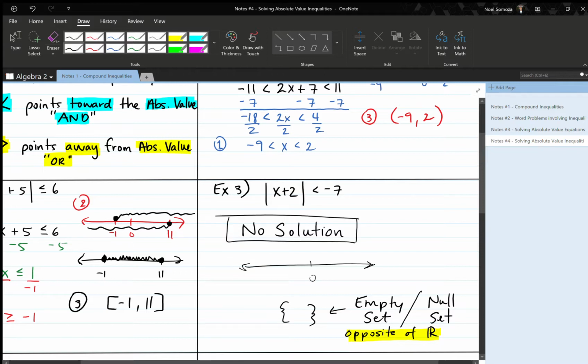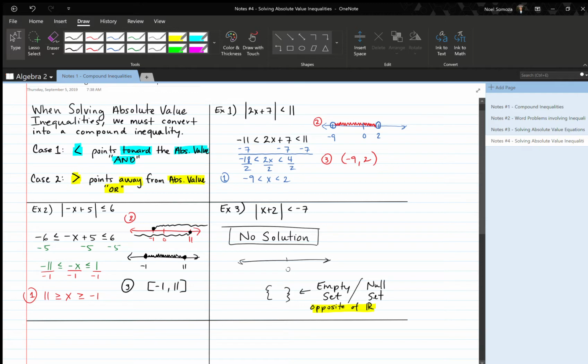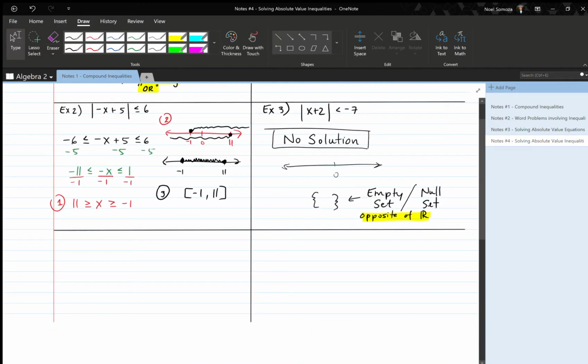Okay, just recognize it. All right, just recognize it. Okay, so pretty easy enough. All right. Let's move on to example 4.